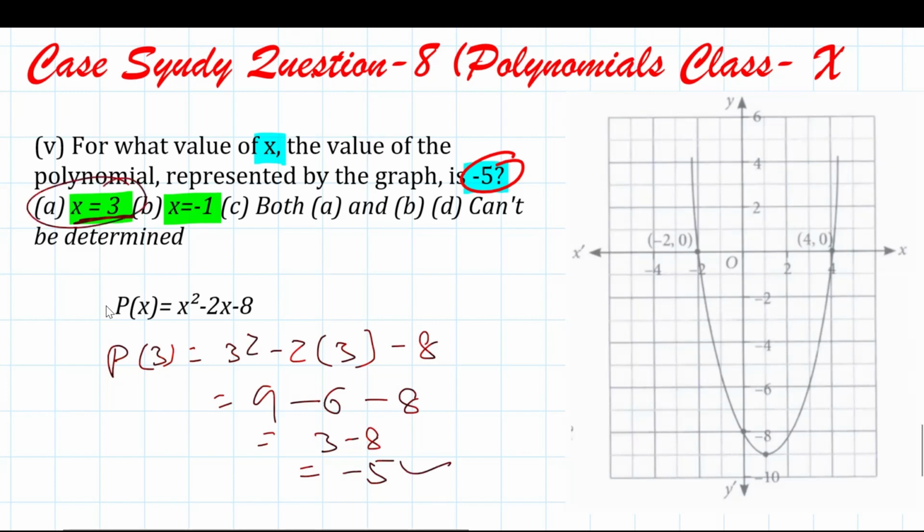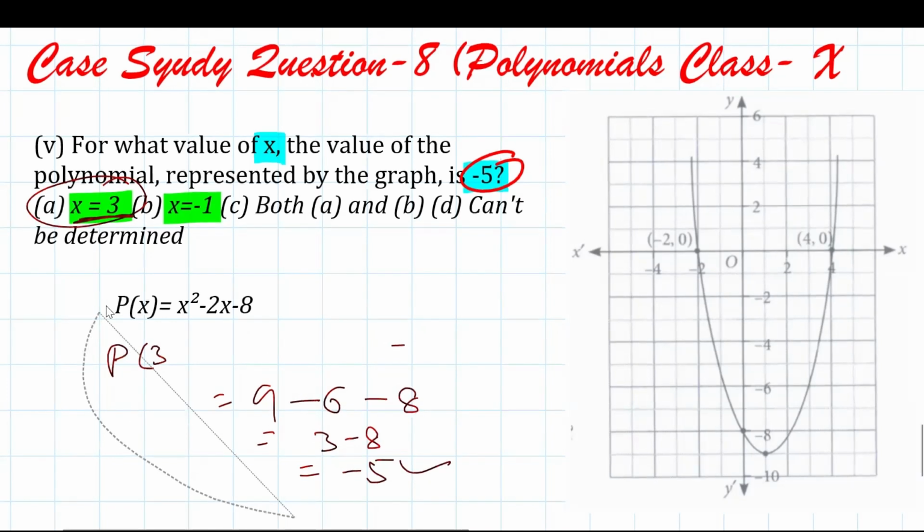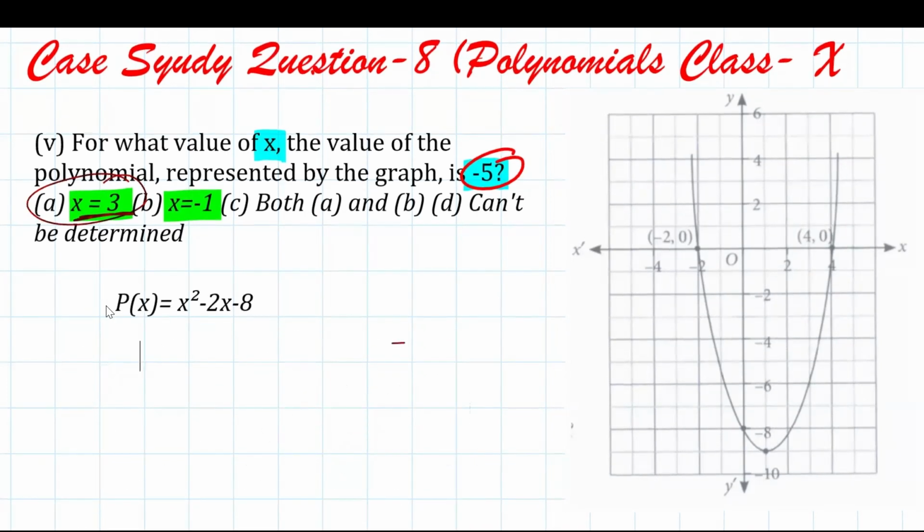Option A is correct. But then we have to check for the other values, as maybe more than one option is correct. As you can see, the answer can be both A and B. That's the reason we will not decide the answer yet.